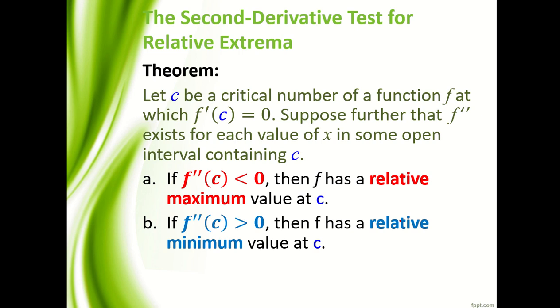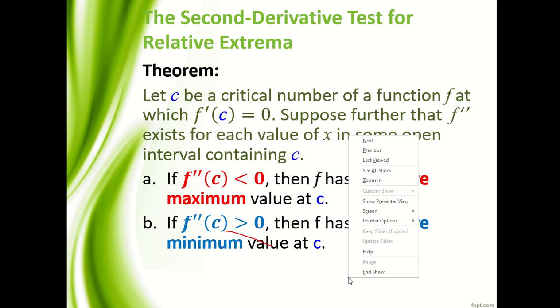Otherwise, if this is positive: condition A of the theorem, if the second derivative at c is negative, less than 0, then relative maximum. The opposite is relative minimum. If f double prime of c is positive, then it has a relative minimum at the number c.